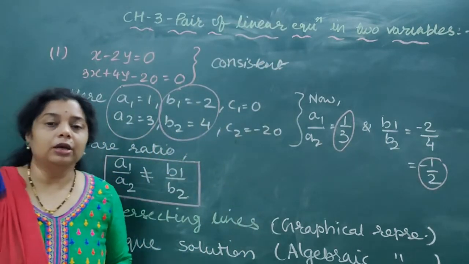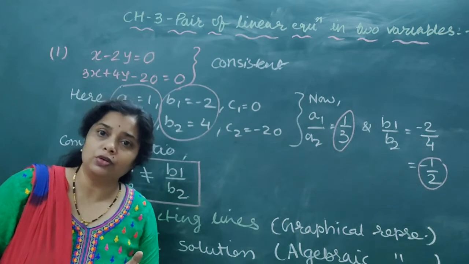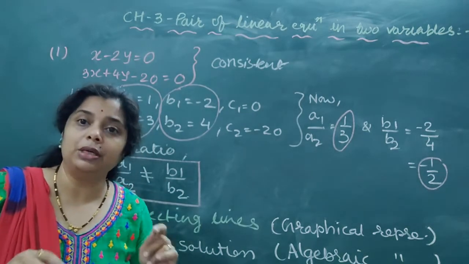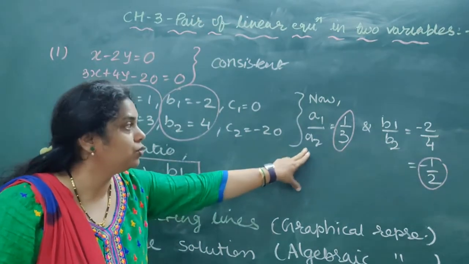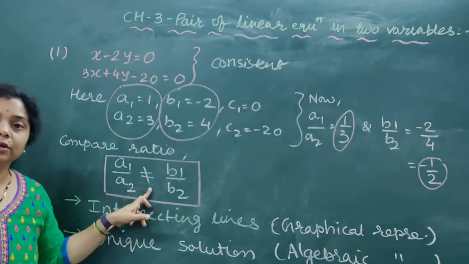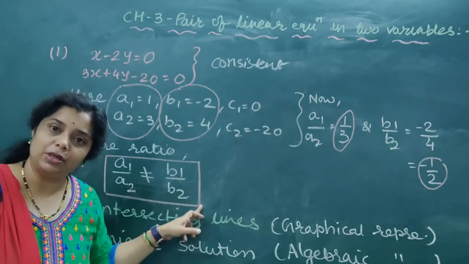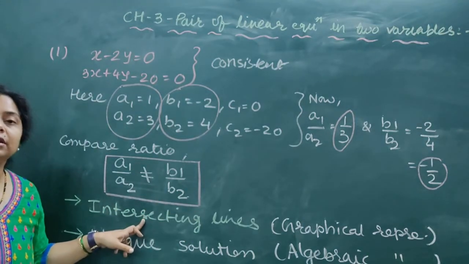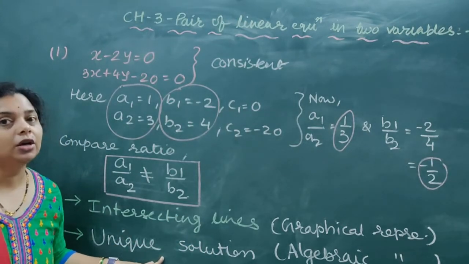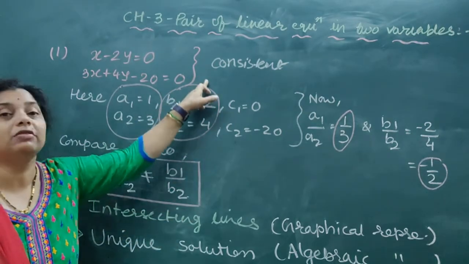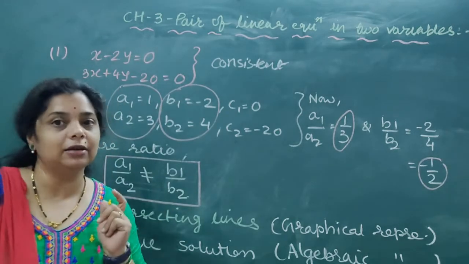Is it clear? Okay. Once again, I repeat this. First of all, any pair is given to you. You have to take out the values a1, b1, c1, a2, b2, c2. Then you have to find out the ratio a1 by a2, b1 by b2. And if the ratio is not equal, it means a1 by a2 is not equal to b1 by b2, then graphically we get intersecting lines and algebraically it shows the unique solution. If unique solution, it means the given pair is which kind of pair? It is a consistent pair of a linear equation.